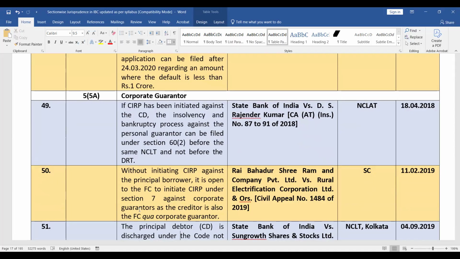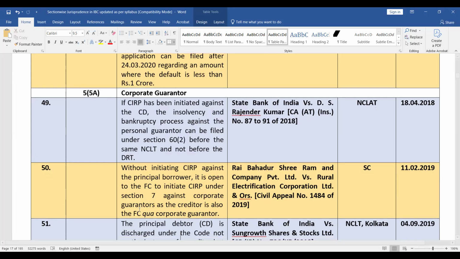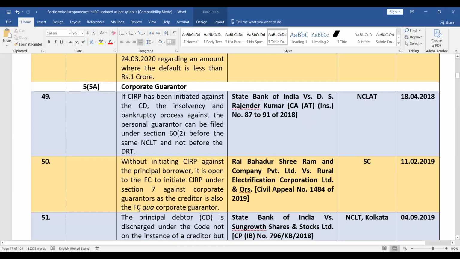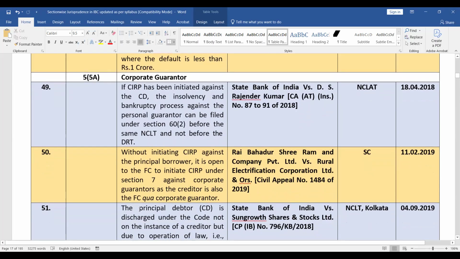Okay, now let us see the provisions regarding corporate guarantor. If CIRP has been initiated against the CD, the insolvency and bankruptcy process against the personal guarantor can be filed under section 60 subsection 2 before the same NCLT. Because what did we read? We read that for individuals or partnership firms, who is the adjudicating authority? DRT. But in this case what is happening?